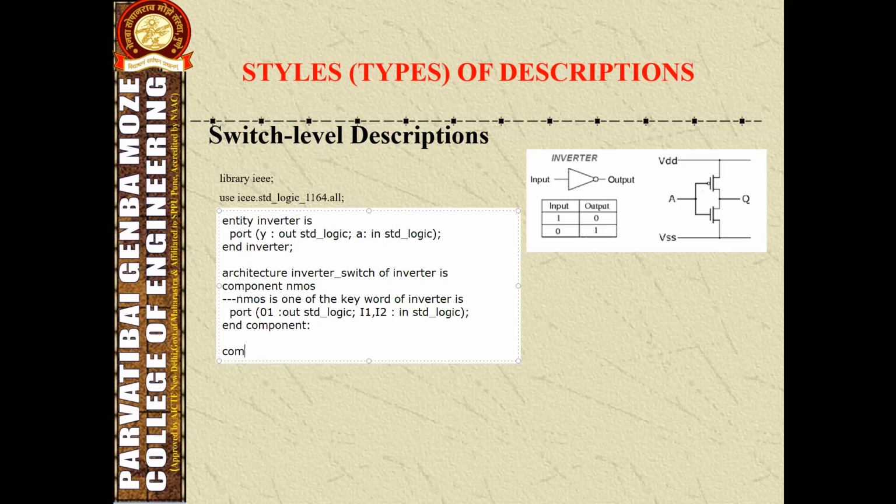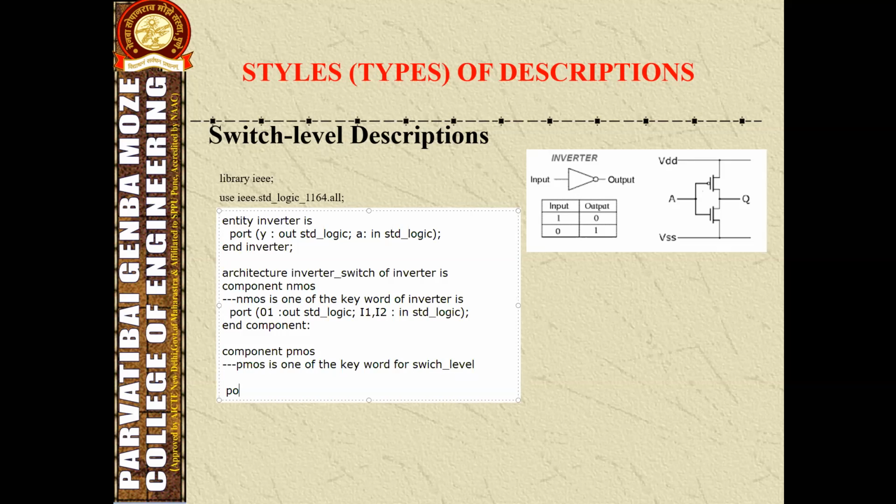Now let's discuss the next component by using the predefined word component, PMOS. There are two components here: one is NMOS and another one is PMOS. Here the PMOS is one of the keywords for switch level. This is just a keyword.